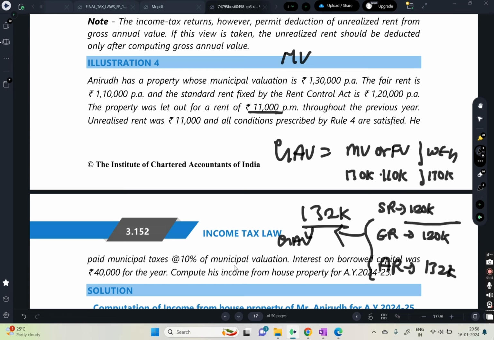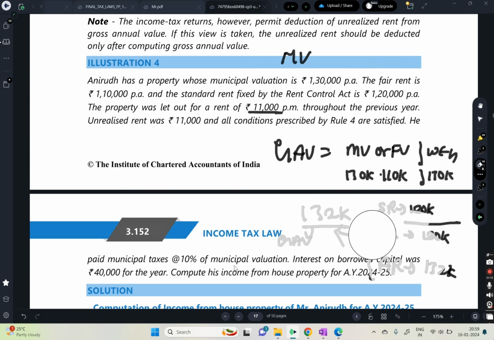1,32,000 will be GAV. Understood or not? Unrealized rent I'll explain later. Let's assume that there is no unrealized rent. 11,000 into 12 you do, then you'll get 1,32,000, right?